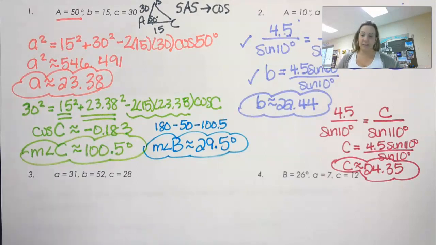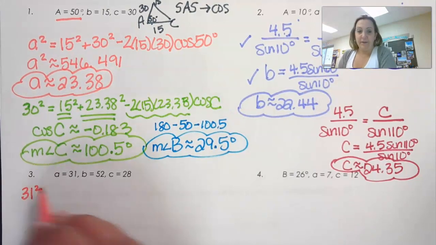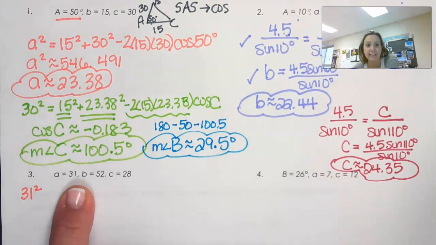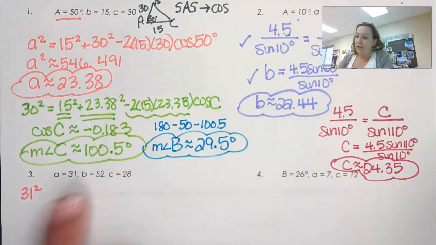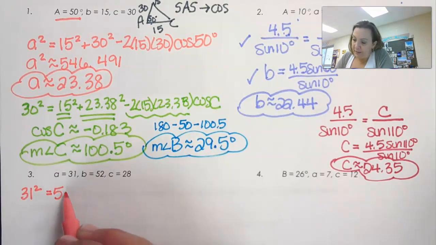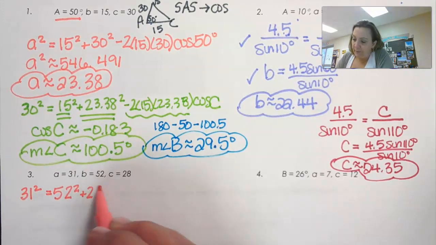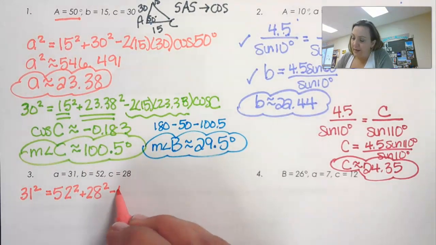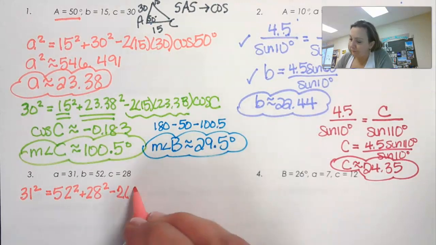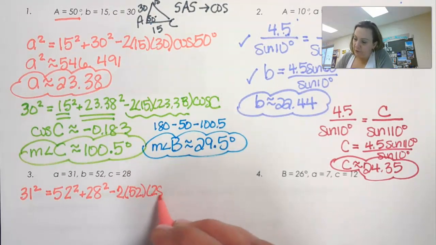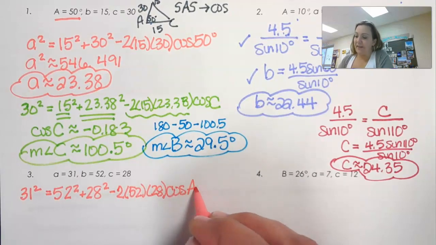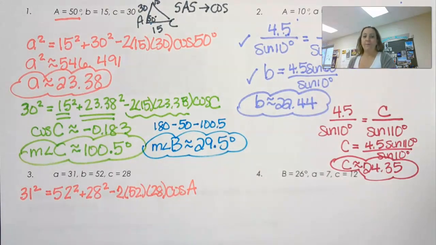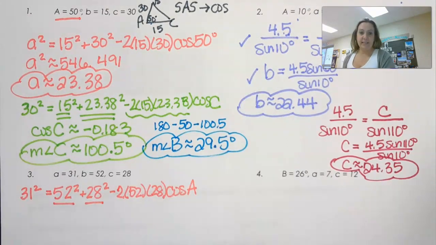So in that case, if we wanted to start with angle A, that means that we would start with side A over here. Again, I can't use law of sines. I don't know an angle to make a ratio with. So I'm going to have 31 squared equals 52 squared plus 28 squared minus 2 times 52 times 28 times the cosine of A. Once again, make sure that we're subtracting these off, and then we're dividing by the coefficient of the cosine of A.